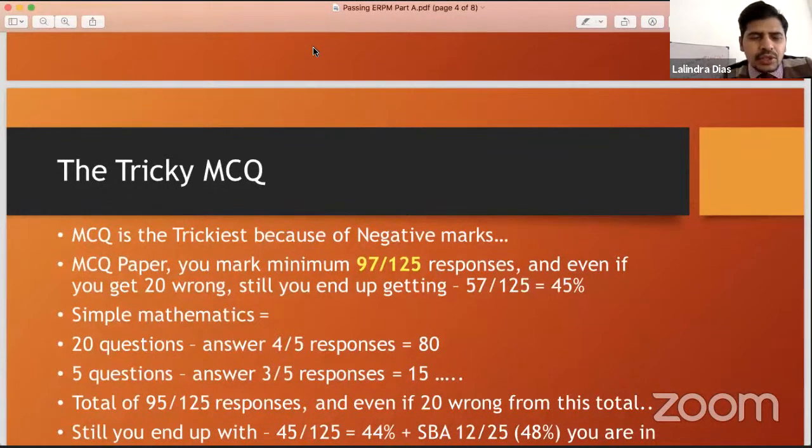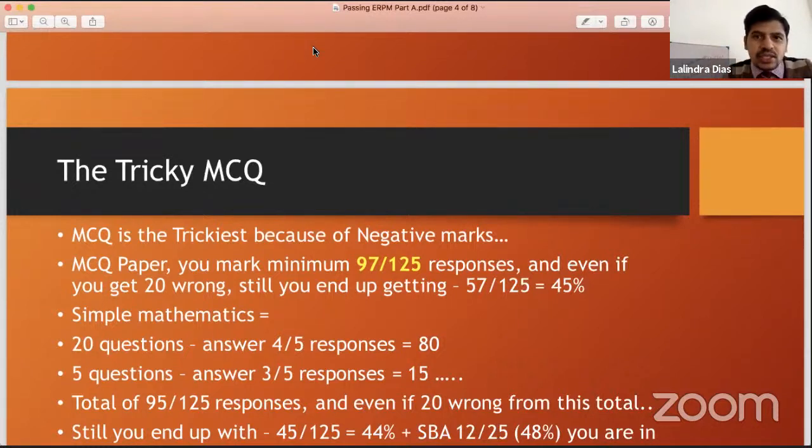Now, the MCQ is a tricky component. Why do I use the term tricky? Because of negative marks. MCQ has 5 responses, and if you get a response wrong, you get a minus mark for it, basically -2. Say for one question you have answered 5 responses, and of those 5, only 3 are correct and 2 are wrong. Two wrong means the ultimate mark you are going to get is only 1.